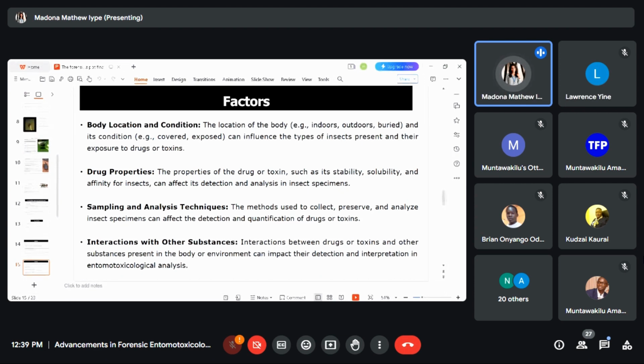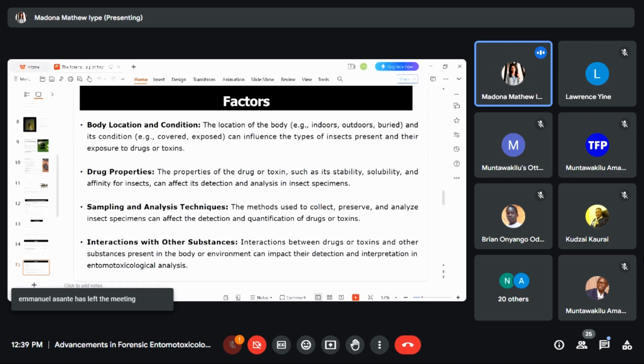Then interactions with other substances. Interactions between drugs or toxins and other substances present in the body, which is already present in the body, or which is already, let's imagine a situation where the dead body is in water and the water is polluted.